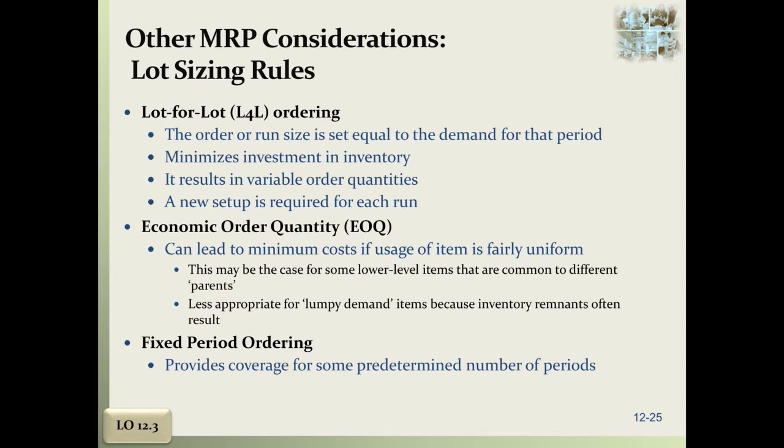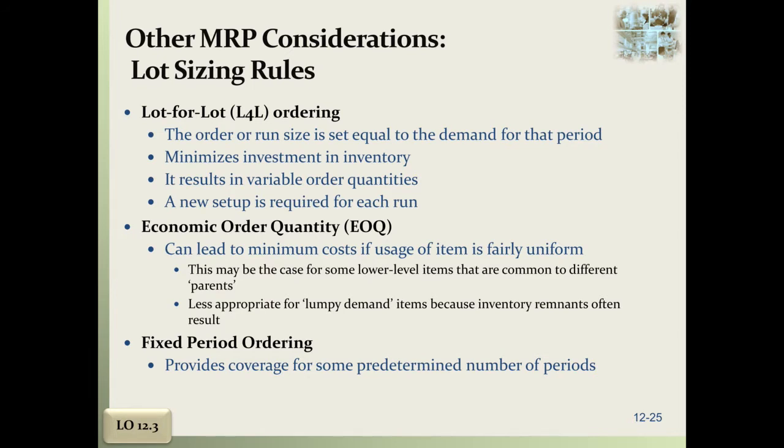So a lot for lot ordering is the order run size is equal to the demand for that period. So you don't have a lot of inventory. That's really nice. Economic order quantity can lead to some costs if usage is fairly uniform. But if it's not uniform, then you could have like higher costs. But you might do this if you have like lumpy demand.